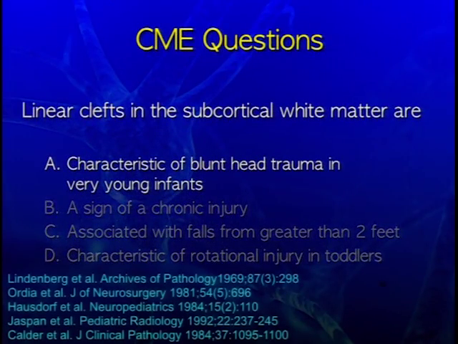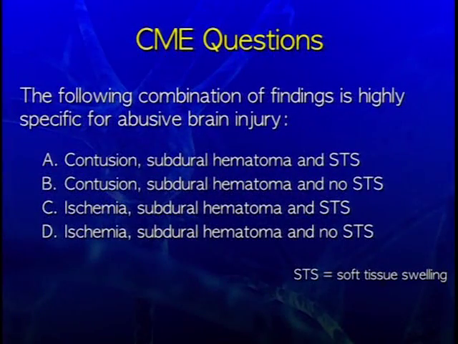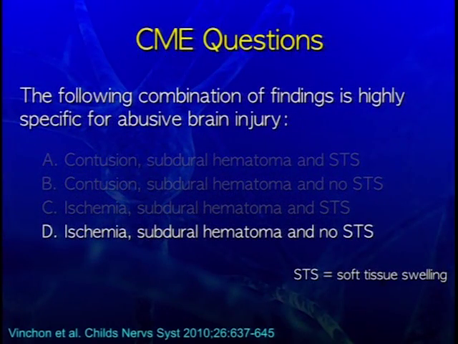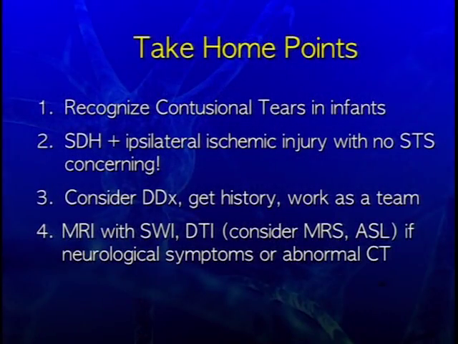The CME questions, you can look them up, but linear clefts in subcortical white matter are characteristic of blunt trauma in young infants. And the following combination is highly suspicious: ischemia and subdural, especially in the context of no soft tissue swelling. And take-home points: recognize contusional tears in infants. If you've never seen them, you may think they're some kind of chronic sequela of a venous infarct or ischemic infarct. When you see the combination of subdural and ipsilateral ischemic injury, particularly if no soft tissue swelling, it's very concerning. DDX, get history, and work as a team.